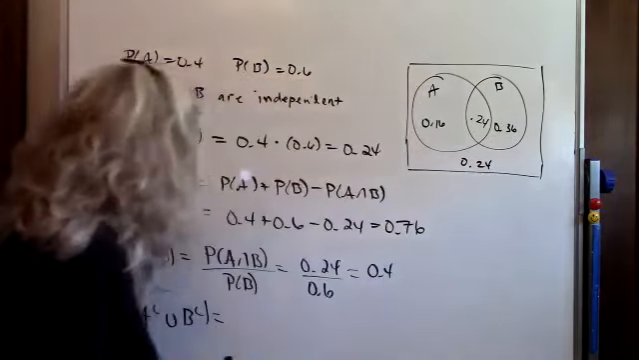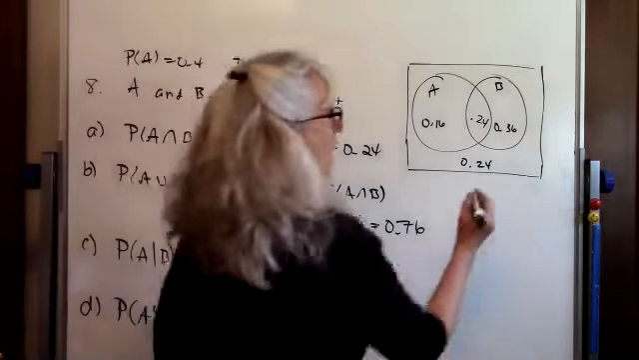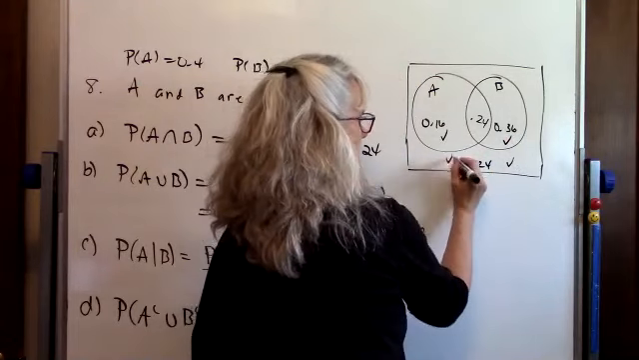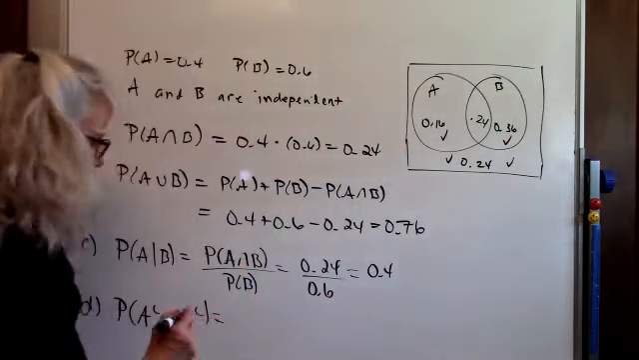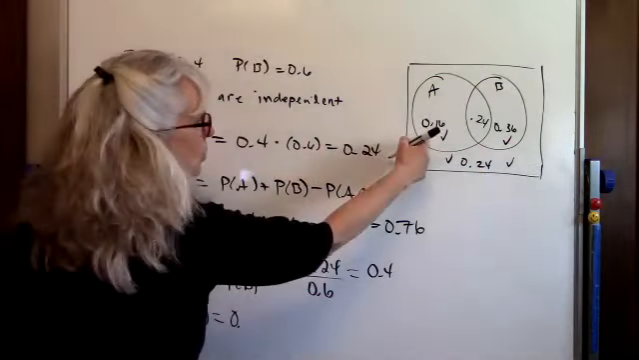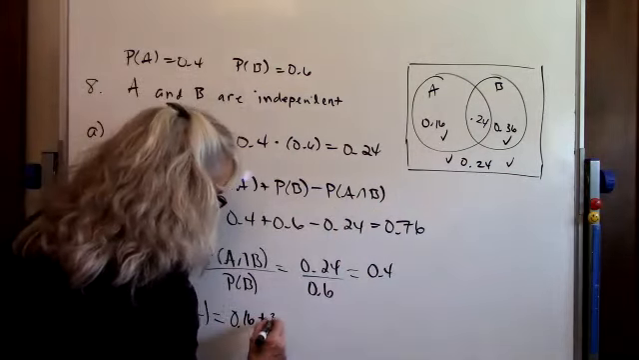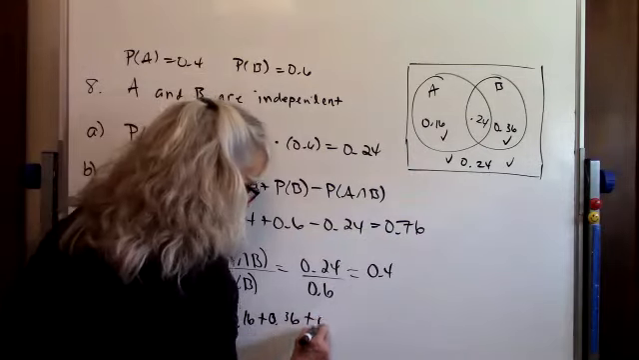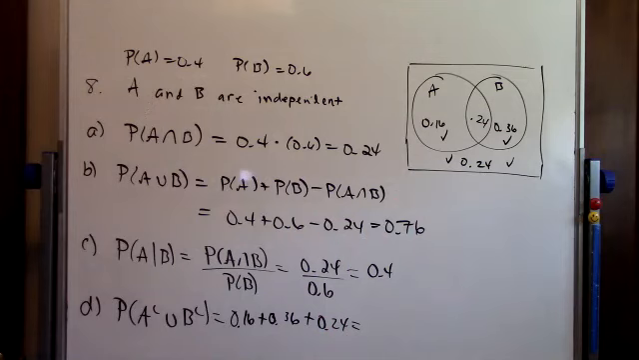Okay, we're looking for A complement union B complement. We'll do the check mark thing again. So A complement would be this region and this region. B complement would be this region and this region. Because we're looking for the union, we're looking for anything that has a check in it. So that would be the 0.16 in the first check, the 0.36 from our next check, and then finally the 0.24 that's staying out here. And if we add all those together, we should get 0.76.